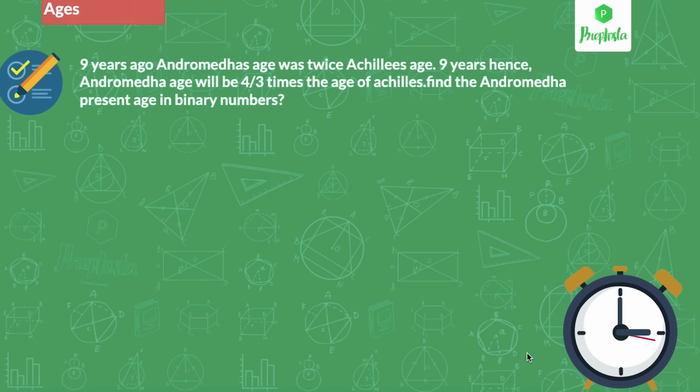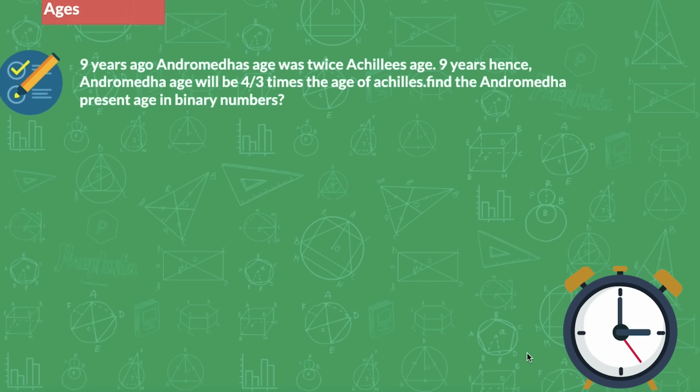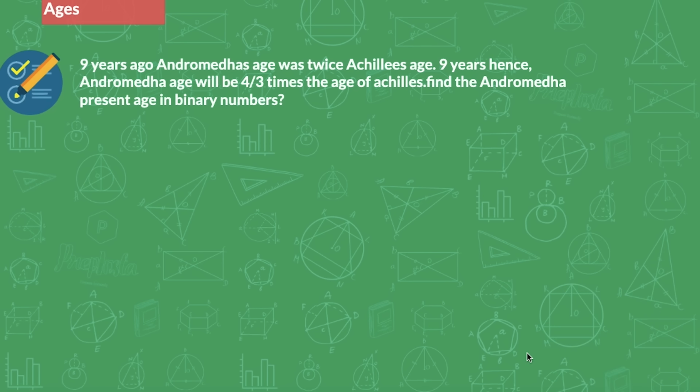See, the most important thing is when you get no idea on how to solve the question, you just assume things, right? And that is what I'm going to do here. Let's say Andromeda's age is X and the age of Achilles is Y. Now, 9 years ago, what would be Andromeda's age 9 years ago? X minus 9. What would be Achilles' age 9 years ago? Y minus 9. Yes, and it says Andromeda's age was twice.